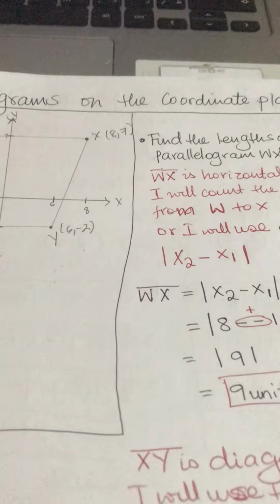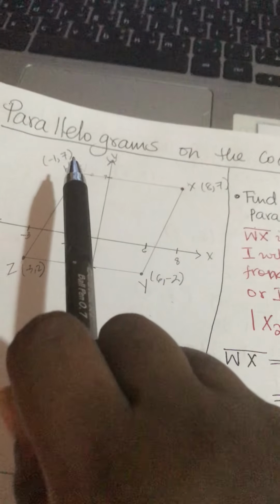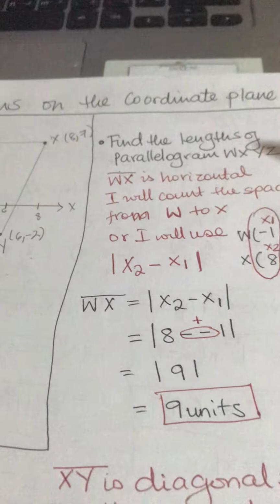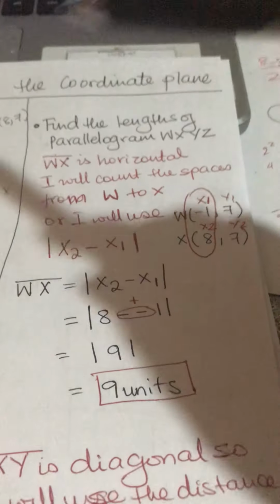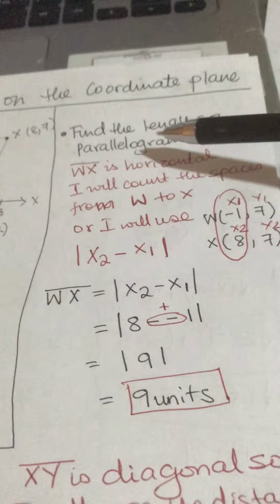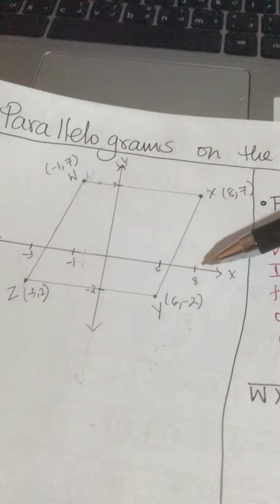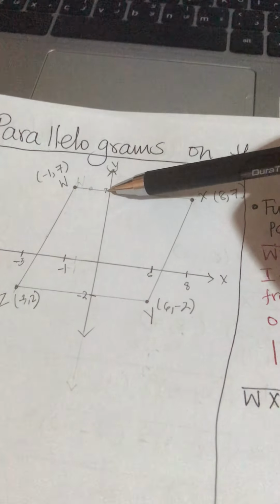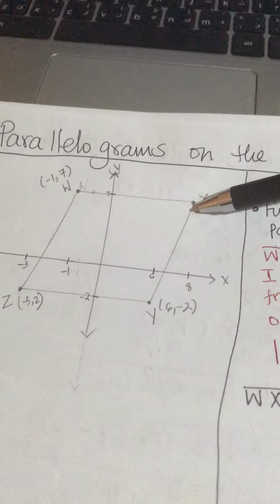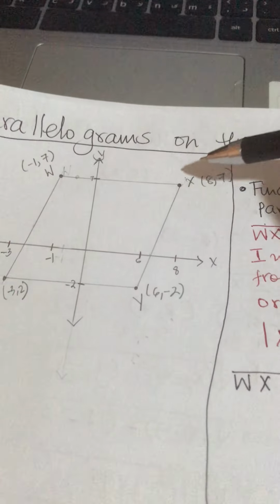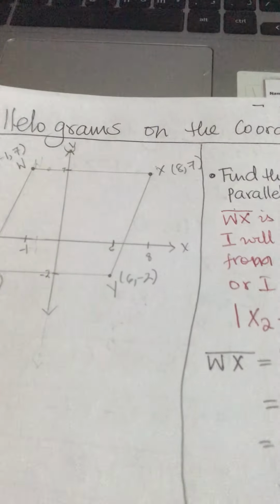So how do I find WX? Because it is horizontal, I will count the spaces between W and X. Or I will use the formula absolute value, x2 minus x1, because it is like a number line. Now, if I count from here, this is -1 and I am going to 8. So -1 to 0 is 1 space. 0 to 8 is 8 spaces. Altogether is 9 spaces. So the distance from W to X should be 9 units.